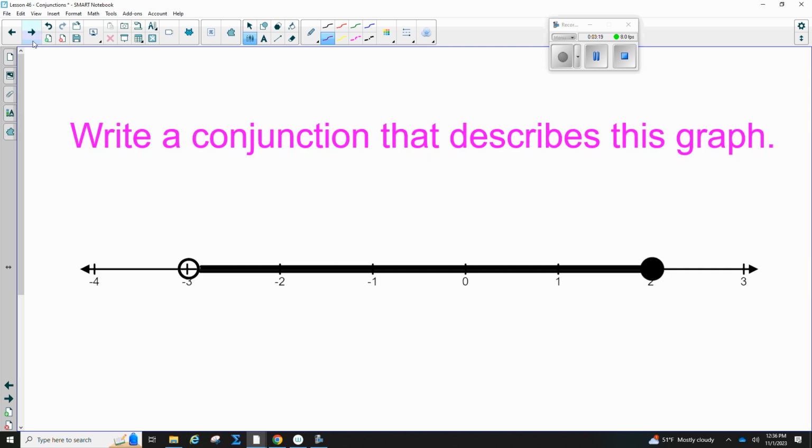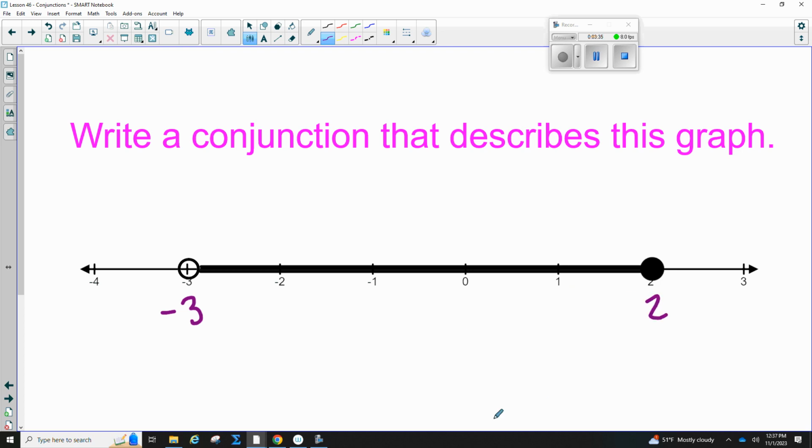Write a conjunction that describes this graph. Okay, so X is in between. If you can't read this, this is negative 3, and this is 2, right? It is in between, all right?